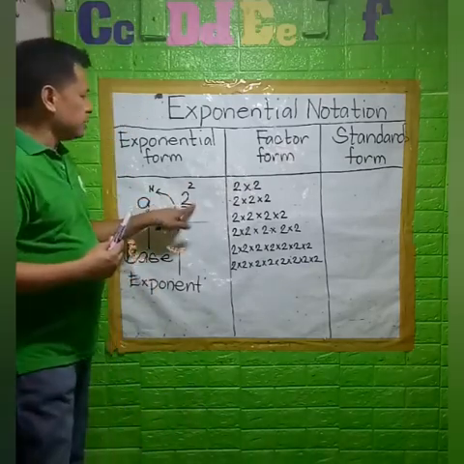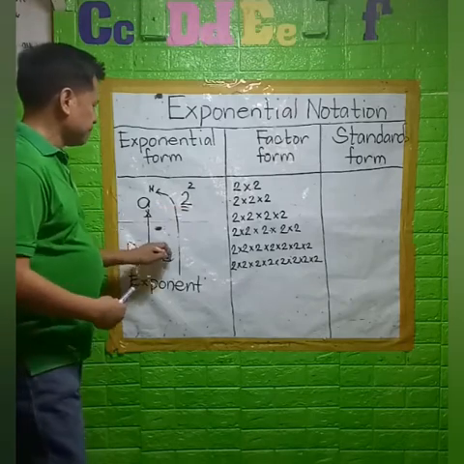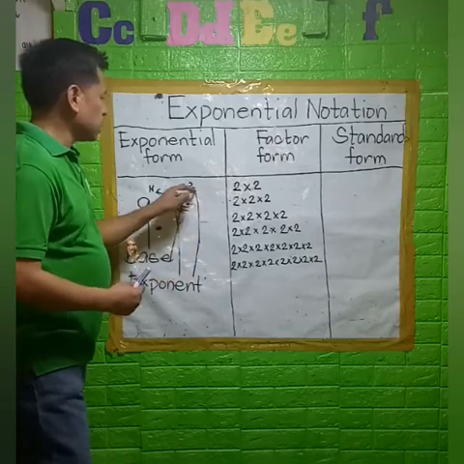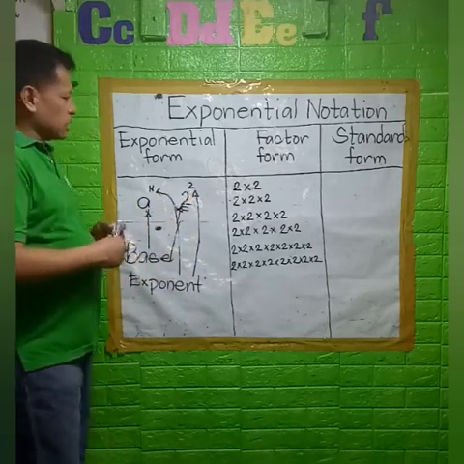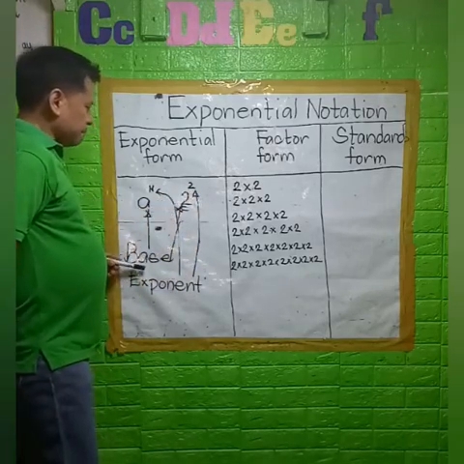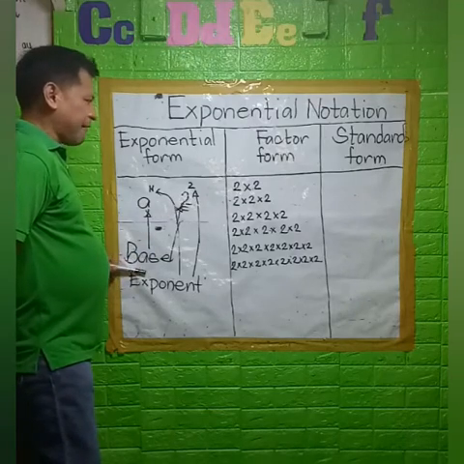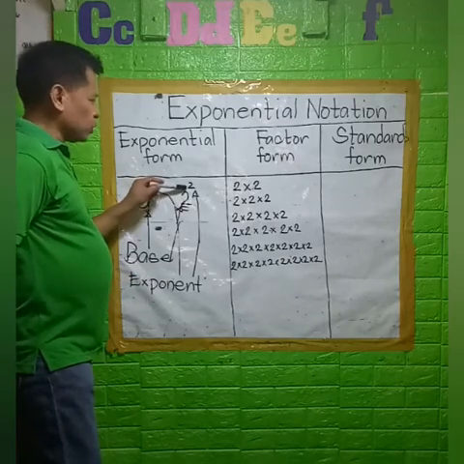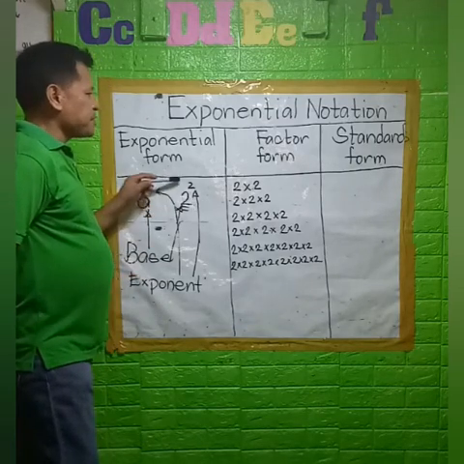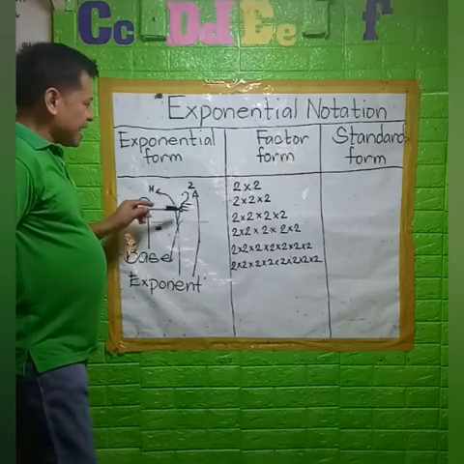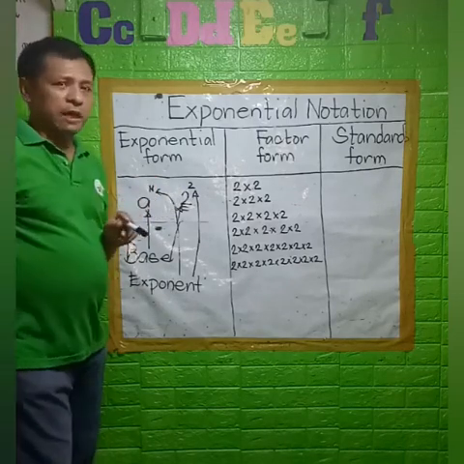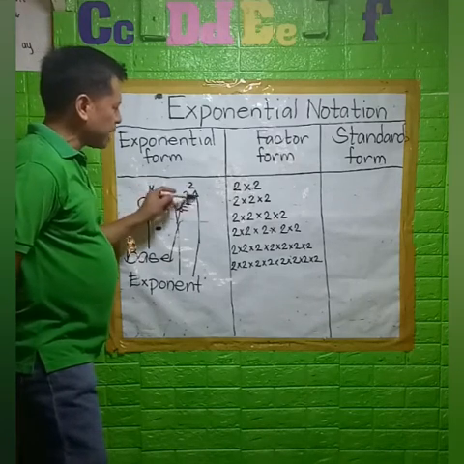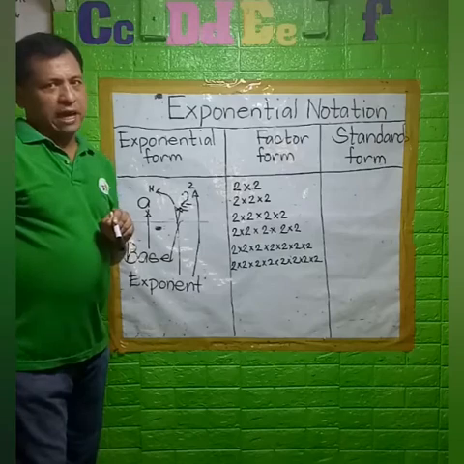The big 2, that is our base, while the small 2 is what we call the exponent. So the big 2 stands for the factor or the number that we are going to multiply. Then 2, which is the exponent, is the power of the number that we are going to multiply with. Ito po yung nagsasabi kung ilang ulit natin i-multiply ang tinatawag nating base.